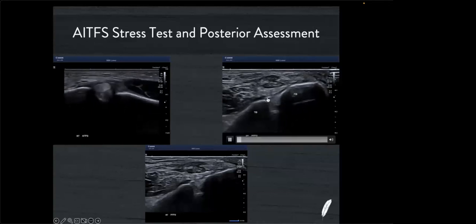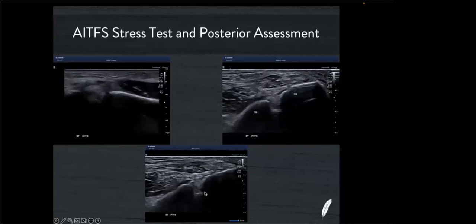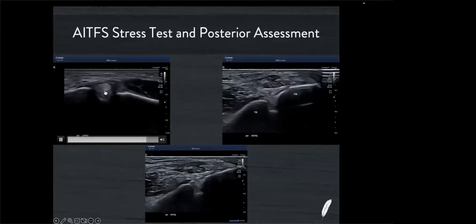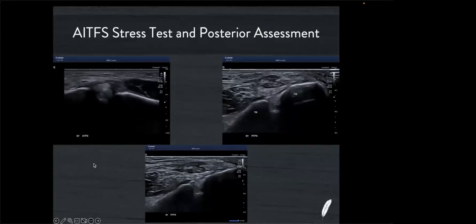And there's certainly been, perhaps not a complete disruption, but certainly a little tug injury of the PITFS in this instance. And of course, if you look at the AITFS in the same patient, there's a classic fat and hematoma type arrangement sitting where the syndesmotic structure used to live.